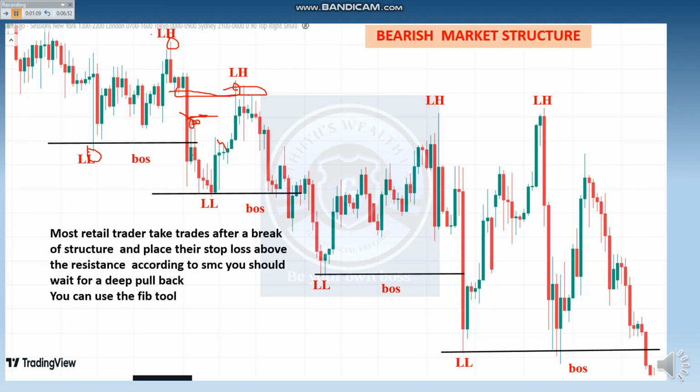So don't rush in to get into trades because the market has broken structure. Don't rush in because you have seen a break of structure to the downside. Wait for the market to create areas of value and show you that this is the level that I want to get in. This is a fair value gap that had been created here.